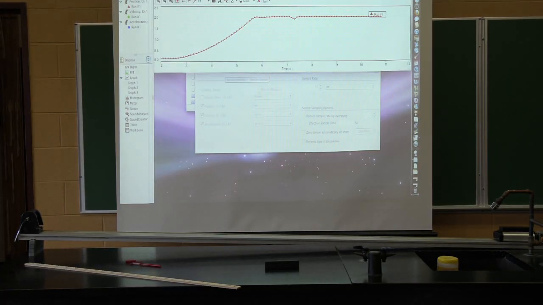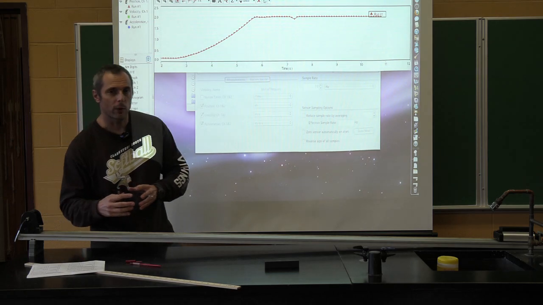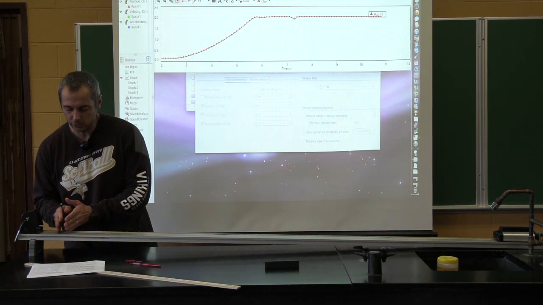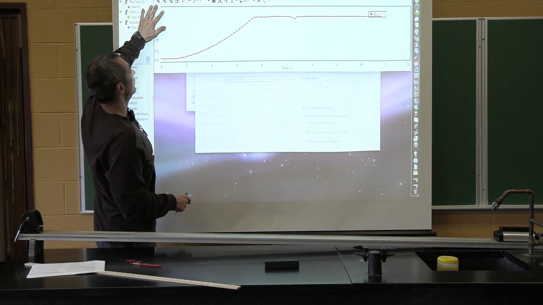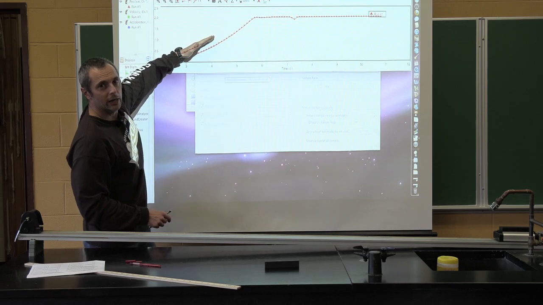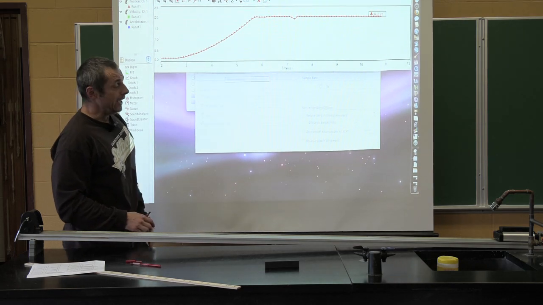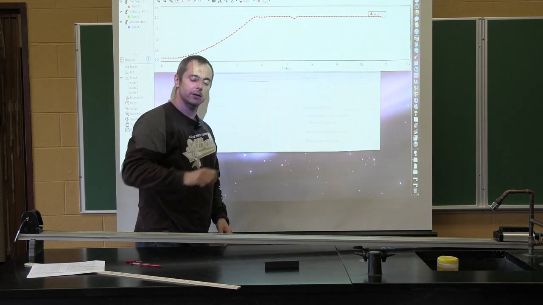Now, let's talk about why. So first of all, it's moving away, okay? It started close, so we start near the origin. If it started away from the motion detector, we'd start our graph here. Why does it curve instead of a straight line? And why does it curve this way instead of curving that way?